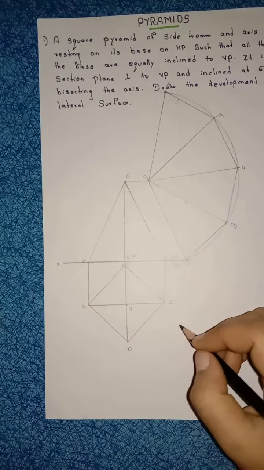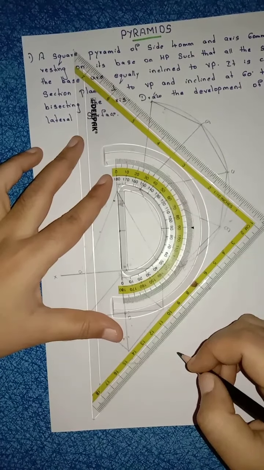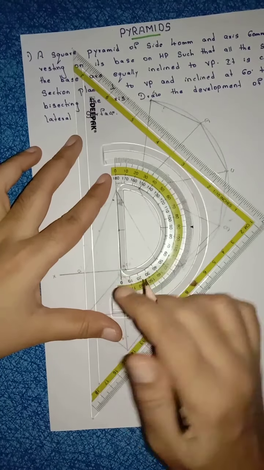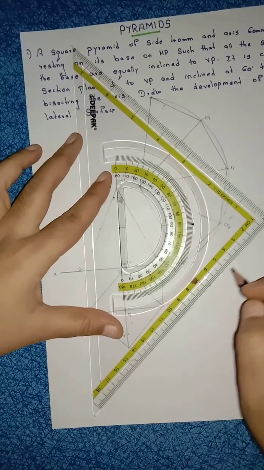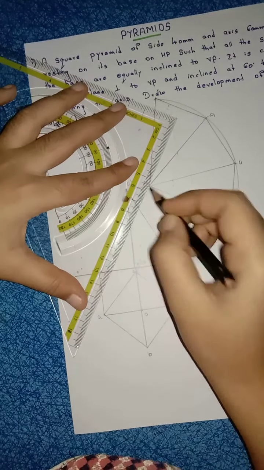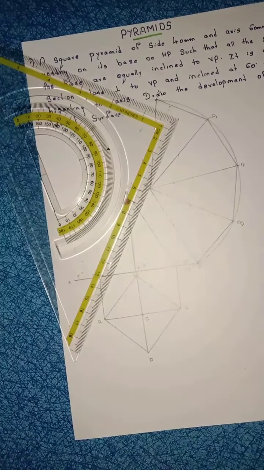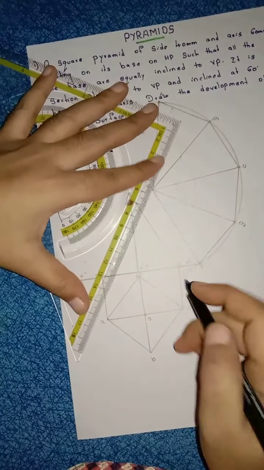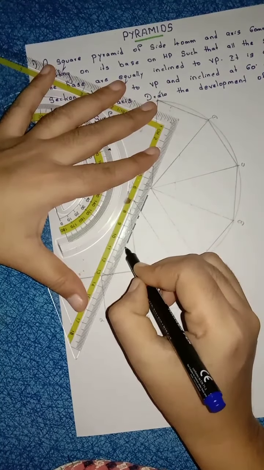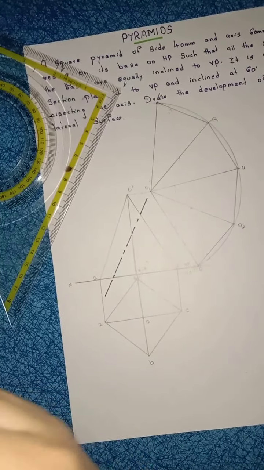Right? Now take your protractor, place your protractor on the axis line. Here angle is 60 degrees, but I am placing my protractor on the axis line and I am marking 30 degrees, right? Now I am drawing a sectional plane here. This is 30 degrees, right? Now I will construct the sectional plane here. Sectional plane should pass this midpoint of the pyramid, right? I am constructing the sectional plane here.